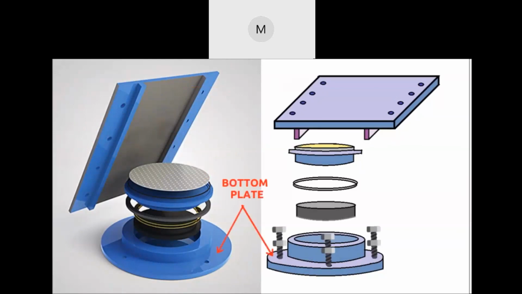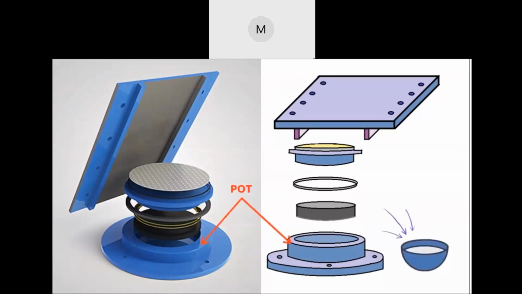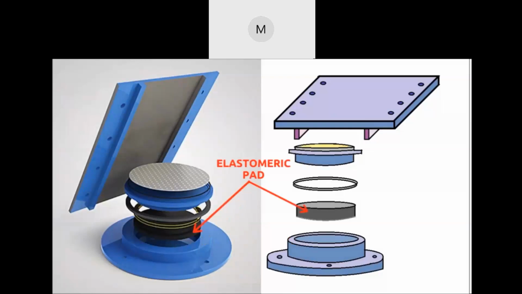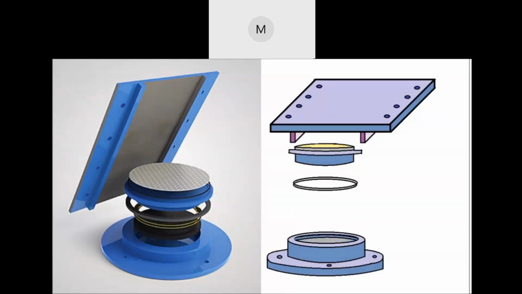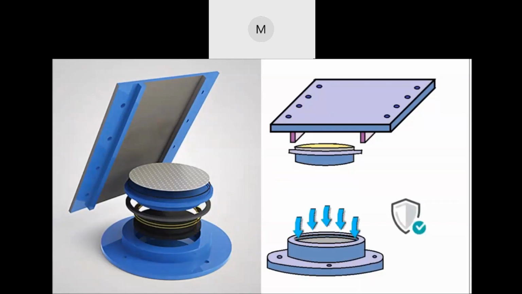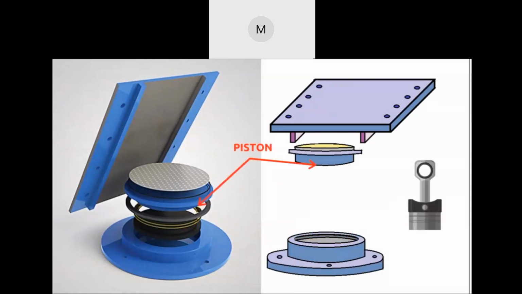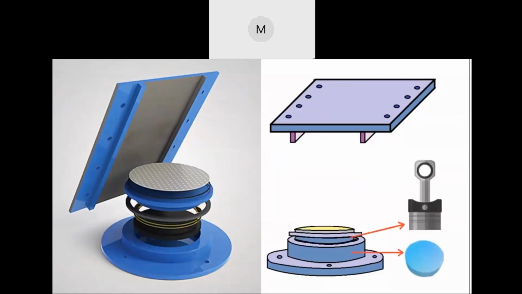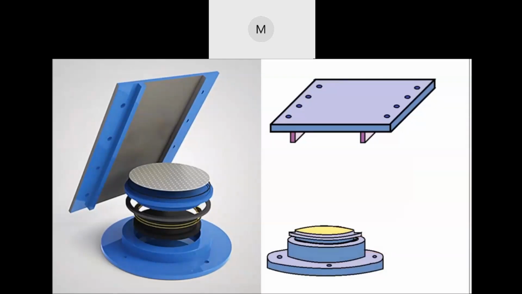This is the bottom plate anchored with the substructure. Here is the pot attached with the bottom plate. And this is a circular elastomeric bearing pad which is inserted into the pot. This is the internal seal which seals the elastomeric pad and protects the edges of it. This is the cover of the pot, which is a piston. When the piston transfers the high pressure into the elastomeric bearing, it behaves like a viscous fluid and moves in all directions freely.